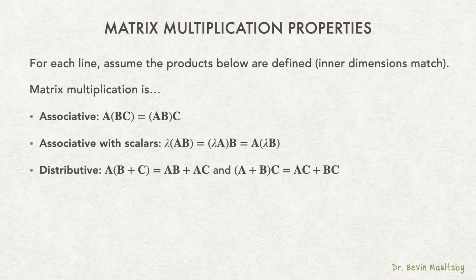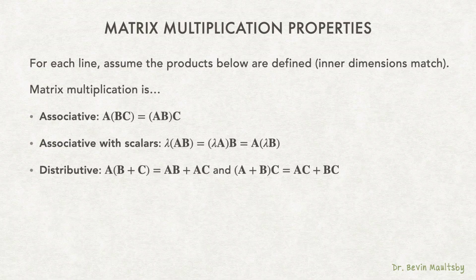For a scalar out front, you can actually just pull that through the computation however you want. So the scalar lambda times AB is the same thing as first scaling A and then multiplying that with B, or alternatively, you could first scale B. Okay, so you can be pretty casual with scalars and where you place them in a matrix product.